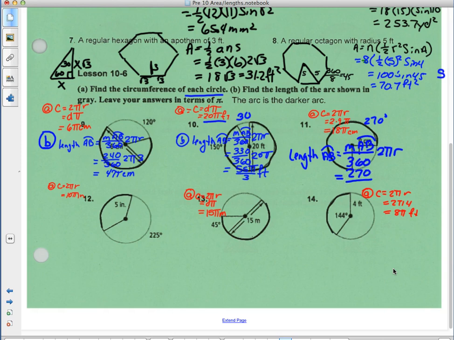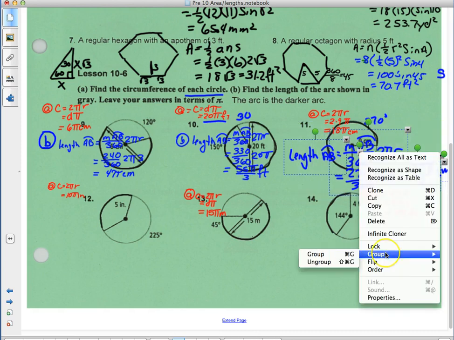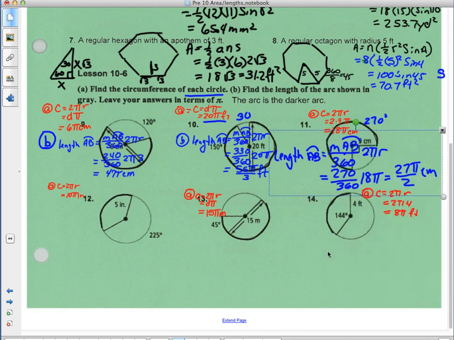So now I'm going 270 of 360 times 18 pi. So I got 270 divided by 360 times 18. And that's 13.5, and I'm going to go to my fraction, and it's going to be 27 pi over 2. And that is in centimeters. So again, I'm just going to group these. Get this smaller. Move things along.